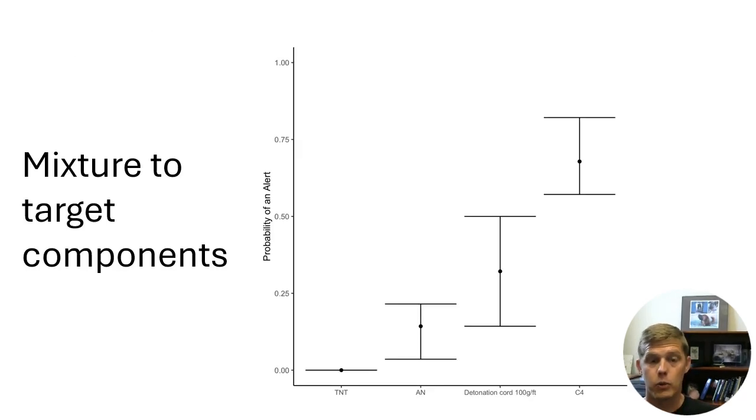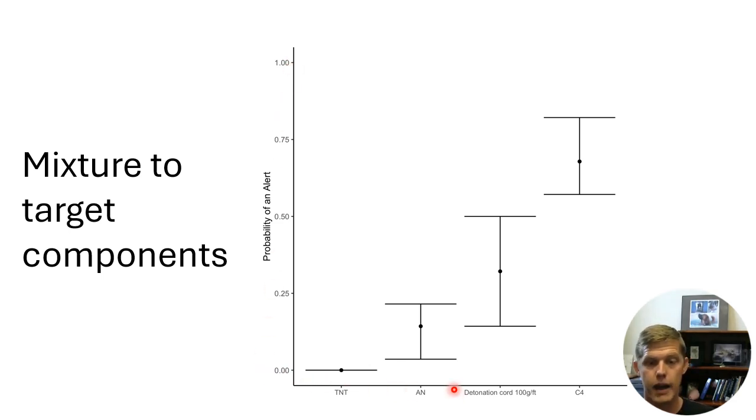Now you might be wondering, what about the mixture group? When we trained the dogs to the mixture, did they find each of those individual components in that generalization test? And this was the result of that. This is the probability of alert, so 100 meaning they alerted on every trial, 0 meaning they alerted on 0 trials.